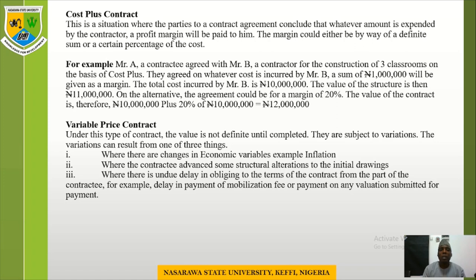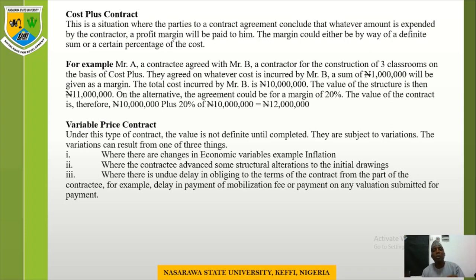Let's see, for example, Mr. A, a contractee, agreed with Mr. B, a contractor, for the construction of three classrooms on the basis of cost plus. They agreed that whatever cost is incurred by Mr. B, a sum of 1 million will be given as a margin. The total cost incurred by Mr. B is 10 million. Then the value of the structure is 11 million. Or, on the other hand, the agreement could be for a margin of 25%.